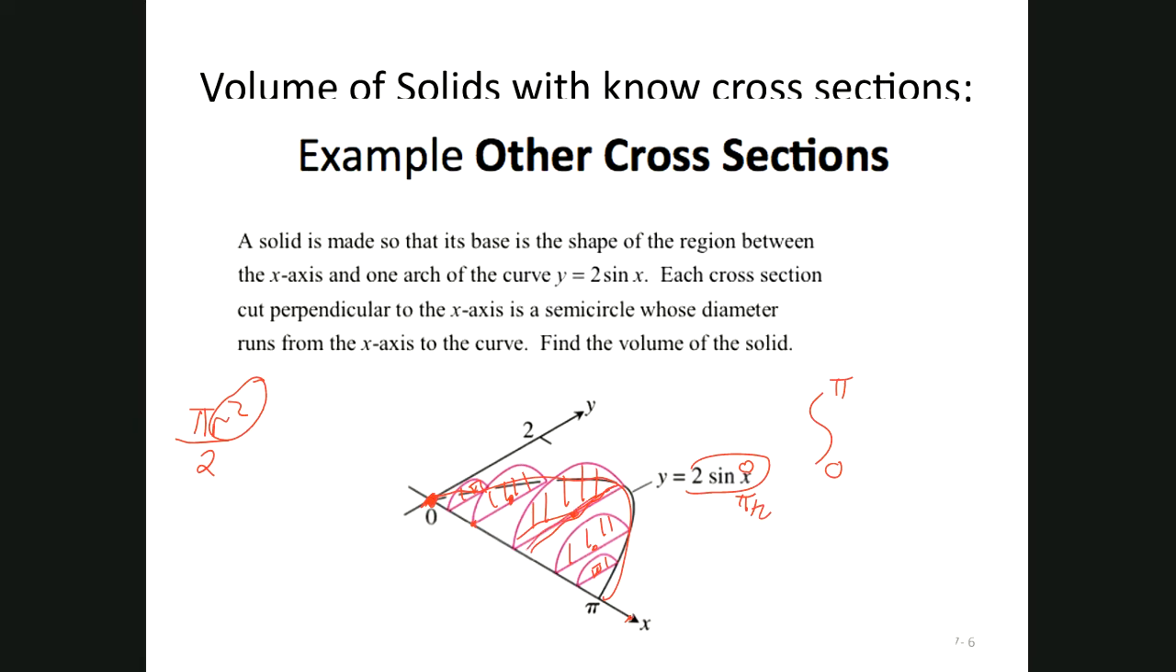So I could figure each one of them out. But in general, the diameter is 2 sine of x, so the radius really is 2 sine of x divided by 2, because this would be the radius. So really, the radius is sine of x. So if I wanted to come up with an equation, I'm going to go the integral from 0 to pi of pi times sine of x squared, all divided by 2. That would give me the volume of that cross section, or if you put all those semicircles together.